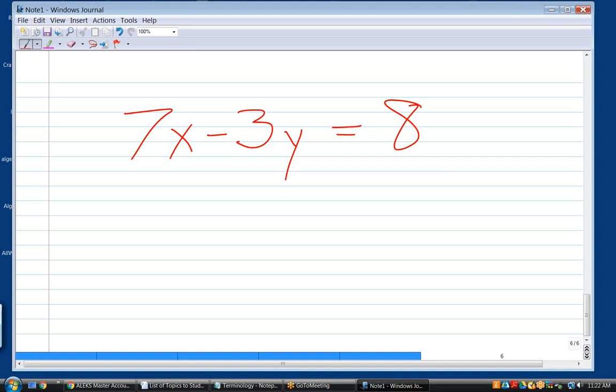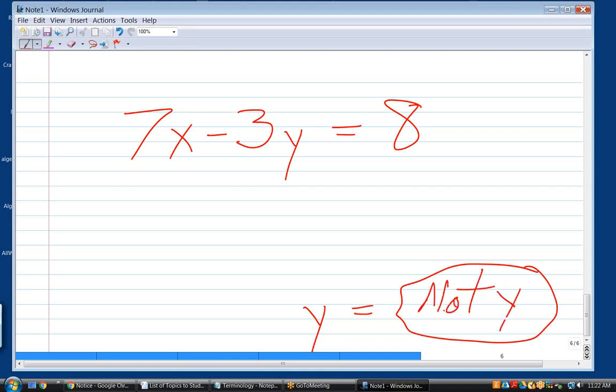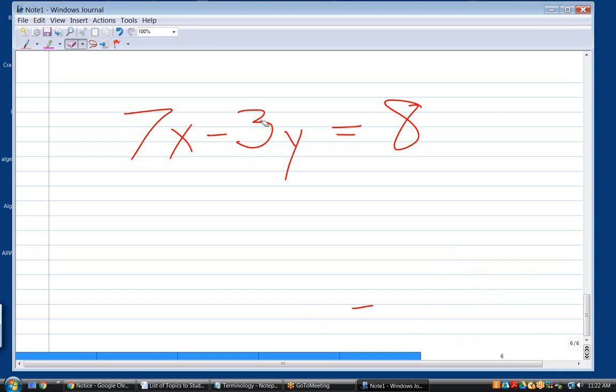Our goal is going to be to end up with y equals something over here. And everything that's over here will be everything that's not y. So anything with x in it, anything with numbers in it, has to end up over there. So our goal is to isolate y. What I generally do is just start getting rid of everything else. And don't worry about the negative sign.